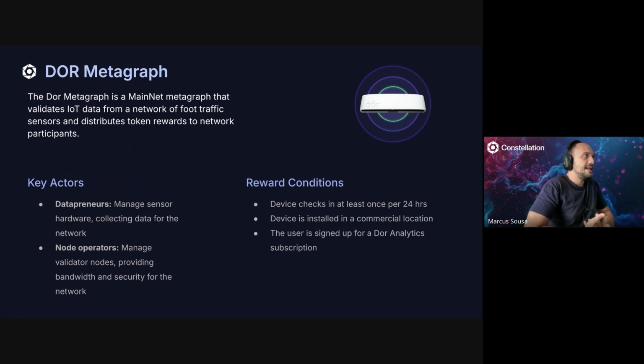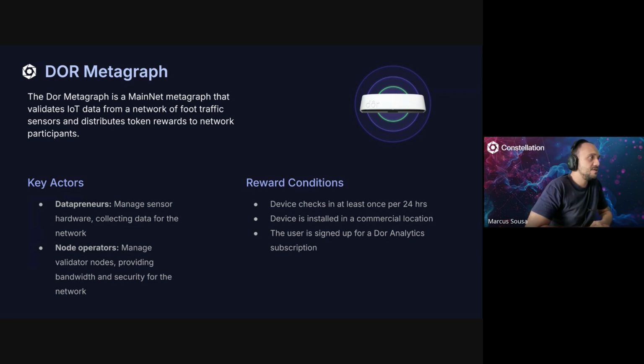The Door Metagraph is a mainnet metagraph that validates IoT data from a network of foot traffic sensors and distributes token rewards to network participants. So this metagraph is built to receive foot traffic data from the sensors, the DTM and F21 sensors that we have with devices. It is an IoT use case where we receive that data, ingest the data on Metagraph, process it, and then combine it into the calculated on-chain state that I will demonstrate later in the presentation.